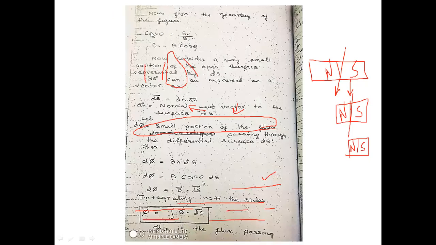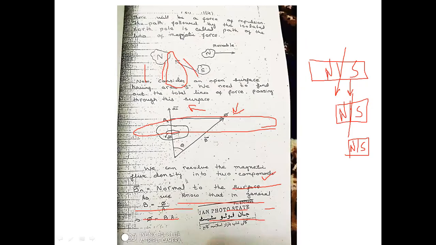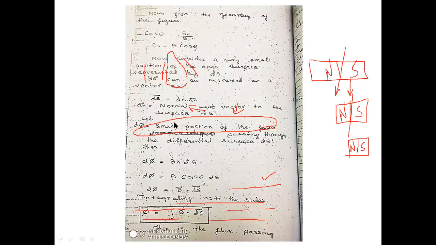So from the figure we can see that cos is equal to base by hypotenuse. So base is Bn, this is base. This is actually the hypotenuse, and this is the perpendicular. So base is Bn, hypotenuse is B. So cos theta is equal to Bn over B. By this we can say that Bn is equal to B cos theta.